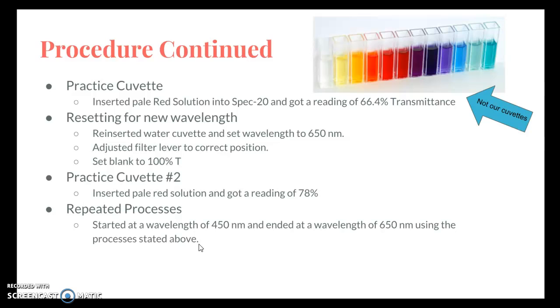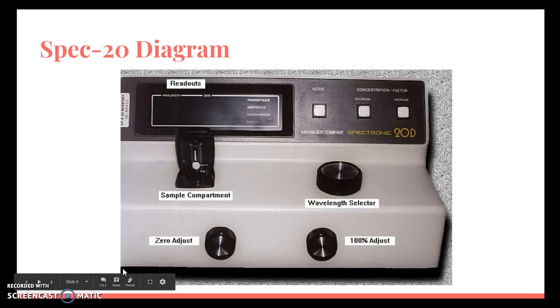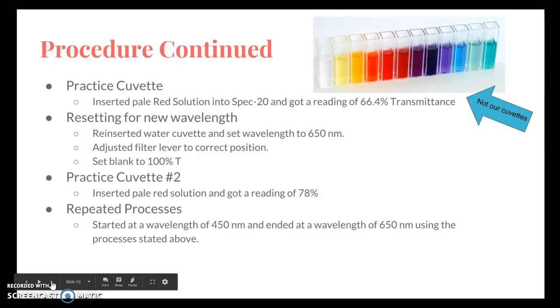Now as we continued, we put the pale red solution into the Spec 20 after setting it with the clear water, and we got a reading of 66.4% transmittance. Then we took that cuvette out, we reset it to 650 nanometers, and we adjusted the filter lever. Not all of them had a filter lever, but ours did, and you would adjust that to increase accuracy at the higher end of the spectrum for wavelengths.